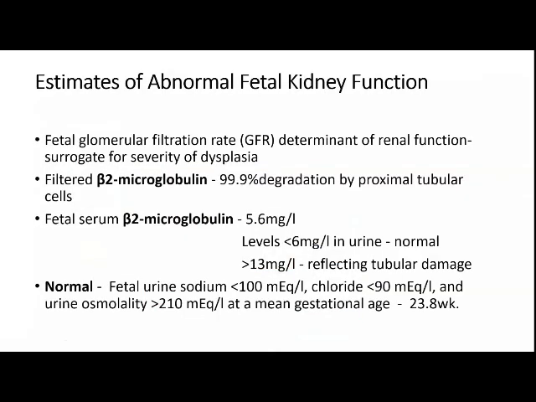One more thing is estimation of abnormal fetal kidney function. Fetal GFR is a determinant of renal function; it is a surrogate for severe dysplasia. One more thing is filtered beta-2 microglobulin, 99% of which is degraded by the proximal tubular cell. The normal value should be less than 6, but if it is more than 13, there is definitely tubular damage. Normal fetal kidney function can be known from fetal urine showing sodium less than 100, chloride 90, and osmolality less than 200; these are the normal values at a mean gestational age of 24 weeks.